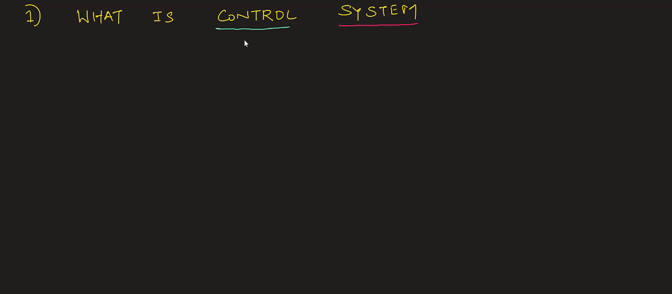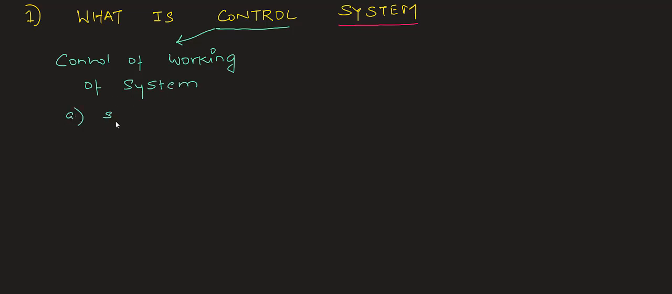So here we have two words in our control system: control and system. We're going to see separately what a control is and what a system is, and put together what these two words mean, so that we are going to learn an entire subject. We're going to see an entire course semester on this subject.